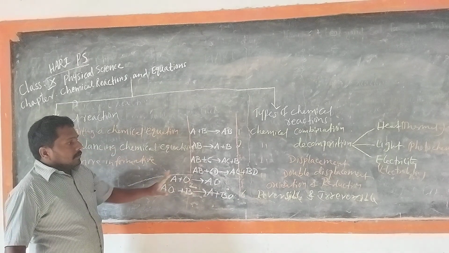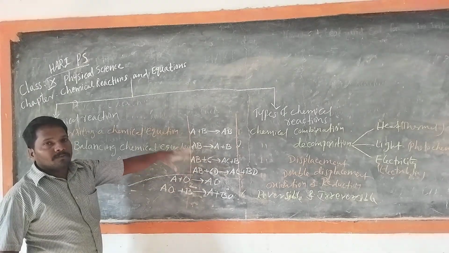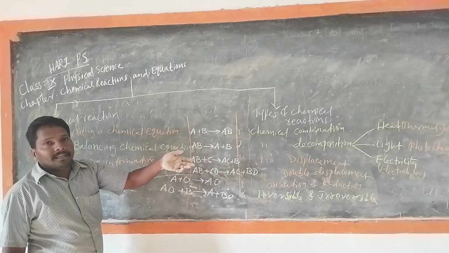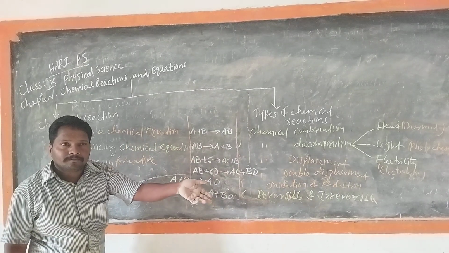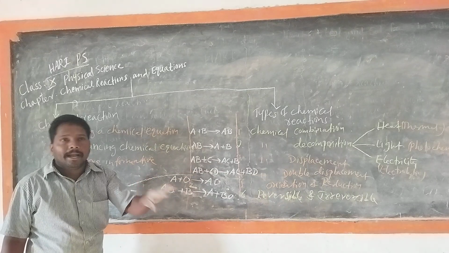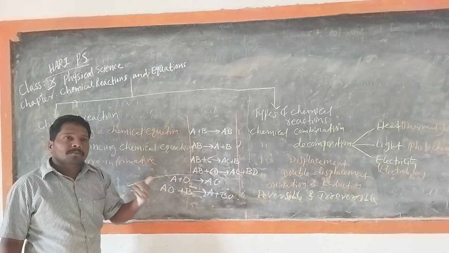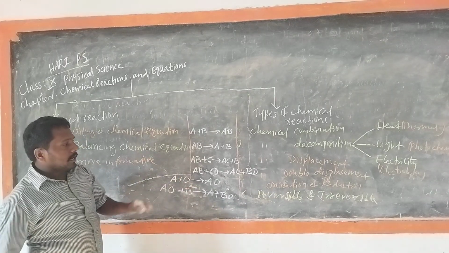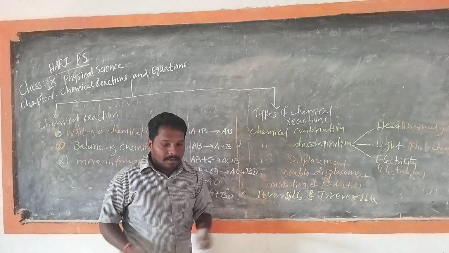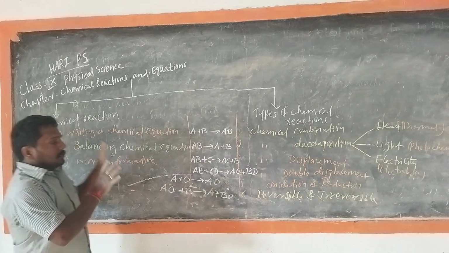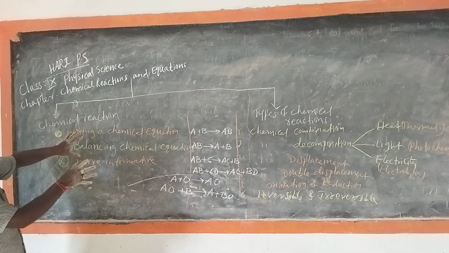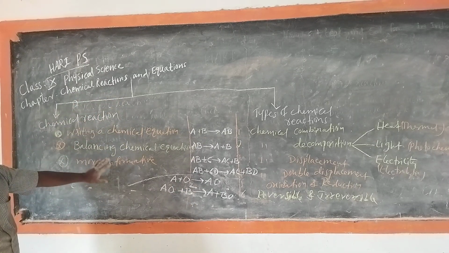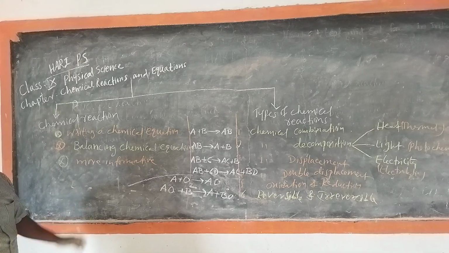So we discussed some important definitions. What is the oxidizing agent? What is the reducing agent? The oxidizing agent is the substance which gives oxygen or removes hydrogen. The reducing agent is which gives hydrogen or removes oxygen. So don't be confused. And we will discuss reversible and irreversible reactions. So this is a brief overview of the chapter, chemical reactions and equations.